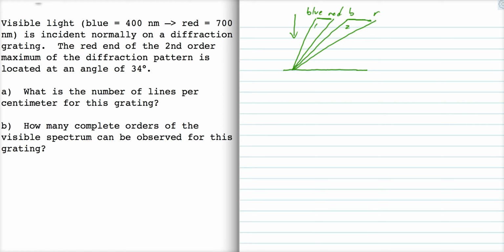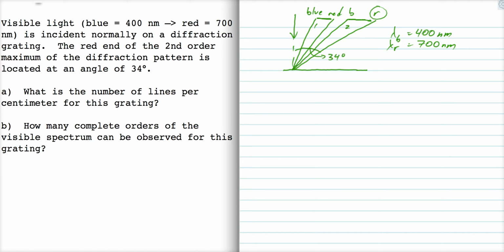Now, the wavelength of blue light is 400 nanometers, and the wavelength of red light is 700 nanometers. What we're interested in is the red end of the second order maximum, and we're told that the angle that the red end makes with the second order is 34 degrees.